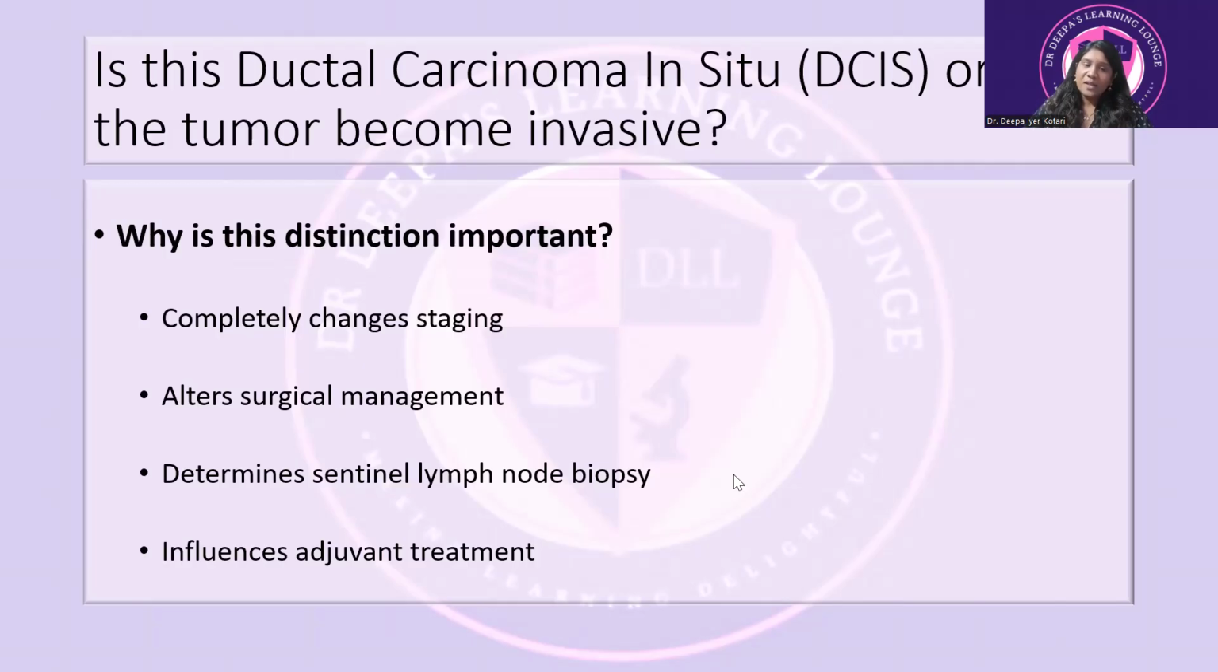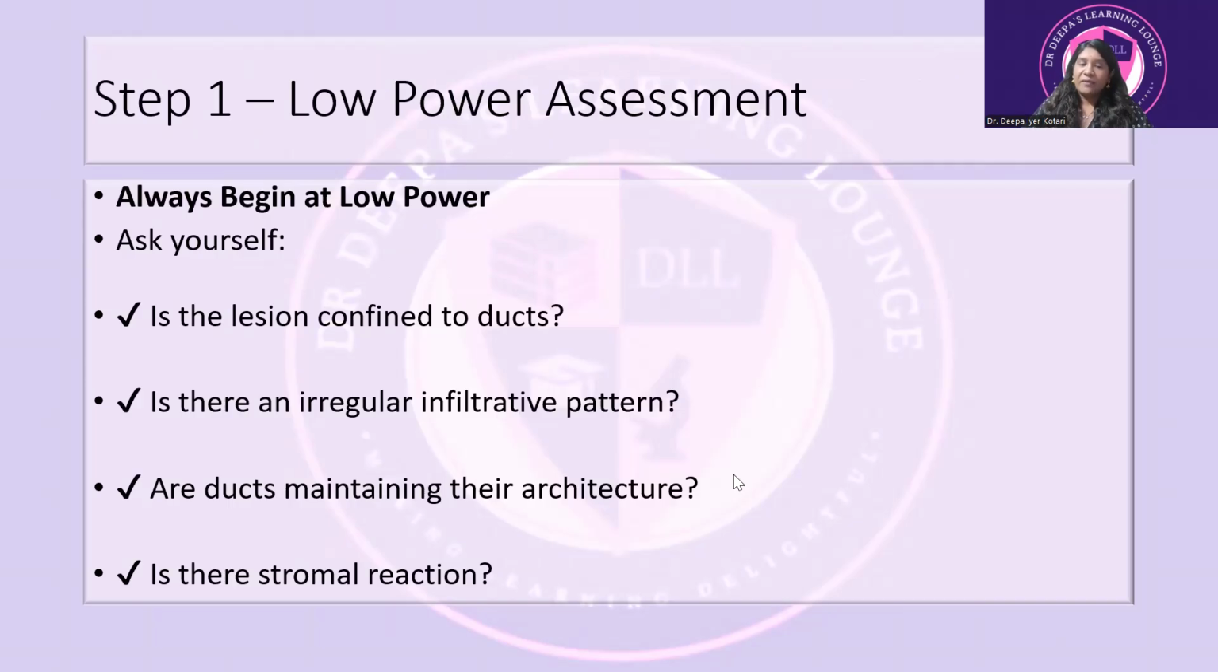So why is this distinction important? That is what I just explained. The first step for any diagnosis, any reporting in pathology, is to look at a lesion only in low power first. Scan the entire slide and then look at it in low power. Never jump to high power directly. An experienced breast pathologist always looks at a scanning magnification first.